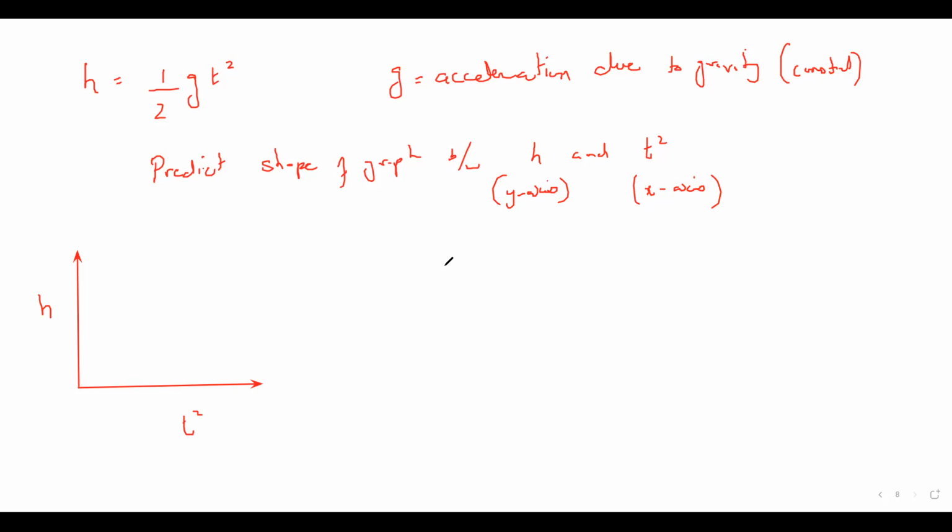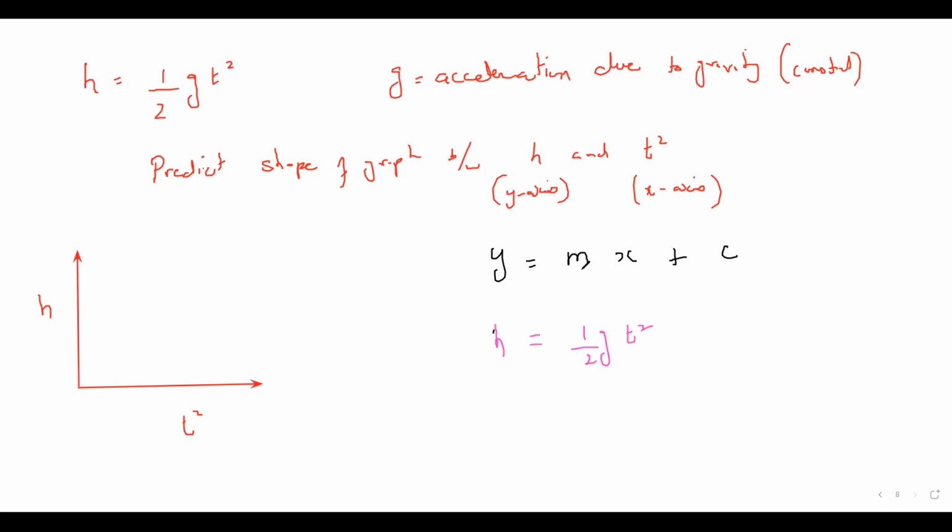So what we do, we will compare with the equation of a straight line. What is the equation of a straight line? The equation of a straight line is y equals mx plus c. And the equation which is given to us is h equals 1 by 2 g t square. That is the equation given to us.